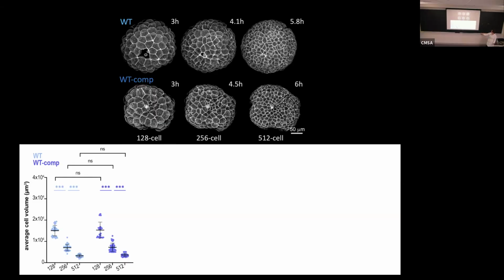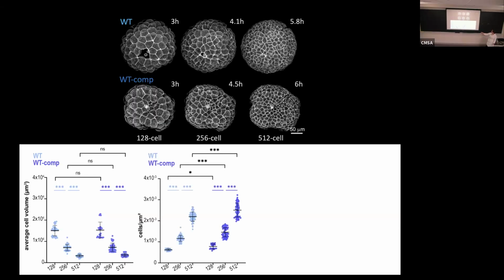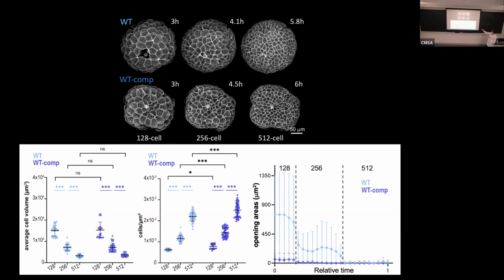So here in these graphs, you're seeing stage by stage, you compare wild type and compressed, right? There's no difference in the cell volumes, but cell density at each stage is actually increased. So we are actually compressing them. And as you might have seen already from the picture, these openings are closed a lot earlier, right? We can anticipate the closure of the epithelium.